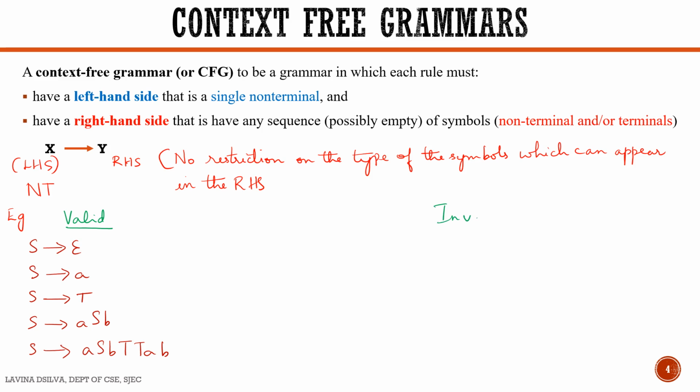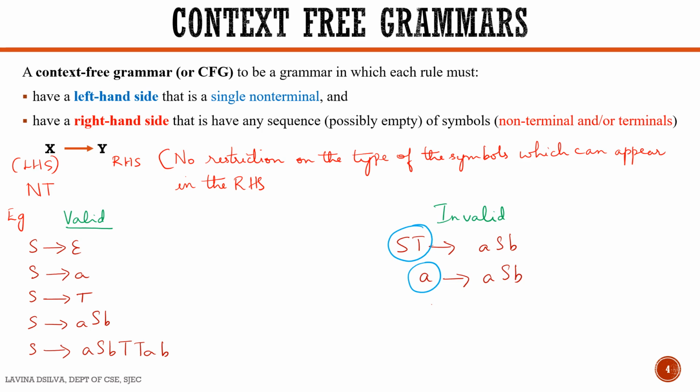We shall see a few invalid rules. ST tends to aSb. This is invalid. Why is it invalid? Because on the left-hand side we have two non-terminals. The rule tells us that we should have only a single non-terminal on the left-hand side. Next, a tends to aSb. Even this is not valid because we are having a terminal symbol on the left-hand side.